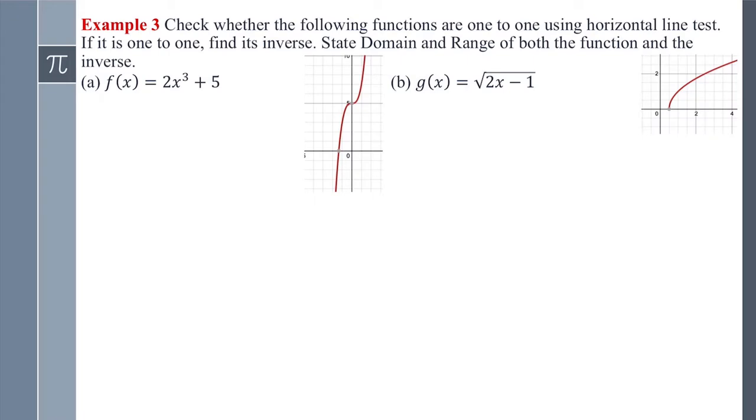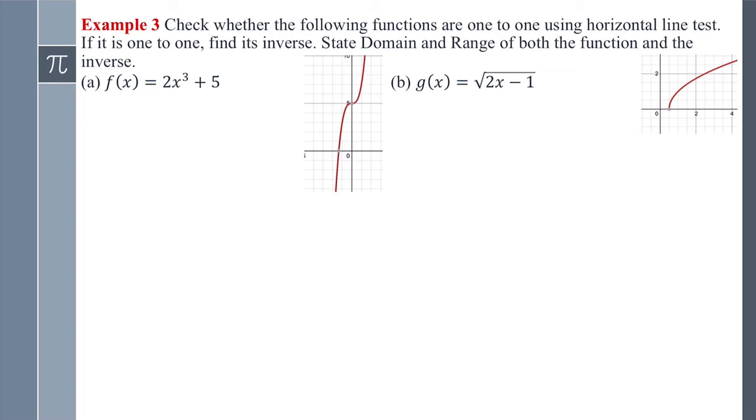So let's go ahead and do this problem. It says first check whether the given function is a one-to-one function or not using a graph. Then we are going to find the inverse, and then state the domain and range of the function and the inverse. I have already drawn the graph here.